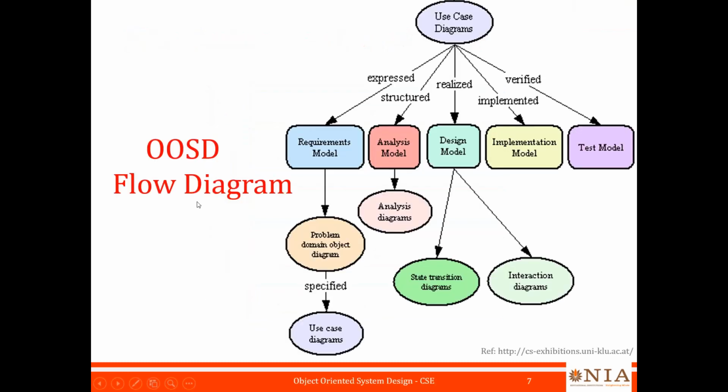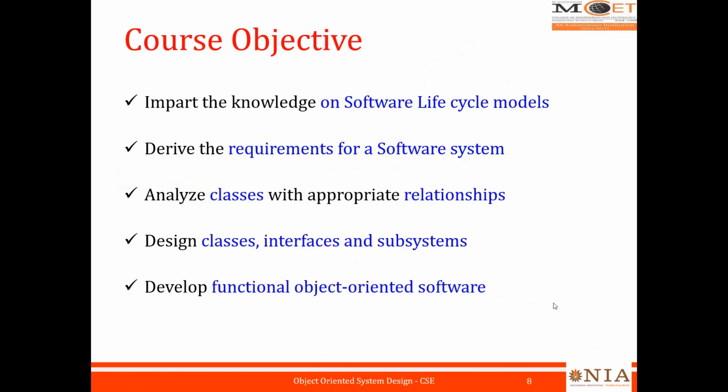These five framework activities can be represented as models, and these models can also be represented in diagrams. The diagram could be an object diagram, analysis diagram, use case diagram, state transition diagram, or interaction diagram. Coming to the course objectives, this course will impart knowledge on software lifecycle models and derive requirements for a software system, analyze classes with appropriate relationships, design classes, interfaces, and subsystems, and develop functional object-oriented software.